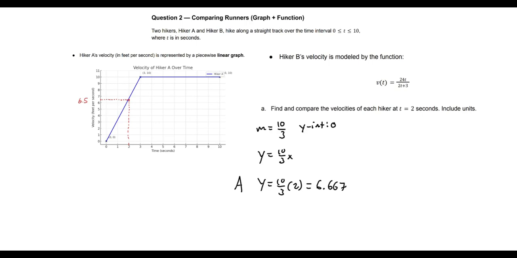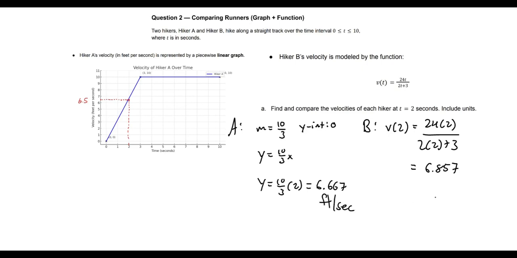Okay, so that's for hiker A. Now let's go to hiker B. They gave us the equation up here, so we just need to take 2 and plug it in. We don't have to find the equation, unlike the last one. And if you plug that into a calculator, you get 6.857. Now it also says to include the units. Well, let's see here. T is in seconds. And what else do we know? Feet per second. Okay, so the velocity is feet per second for both of these.